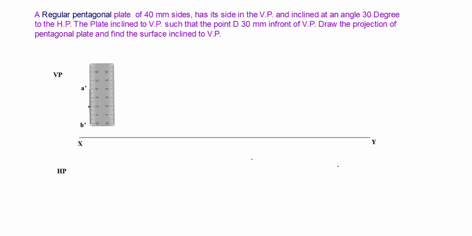Then we take the middle of the point of A dash B dash. At the middle of the points we draw one perpendicular line for creating our full pentagon. So the length of this perpendicular line is 1.5 into side of the base. So I take 60 mm, then I mark our D point here.